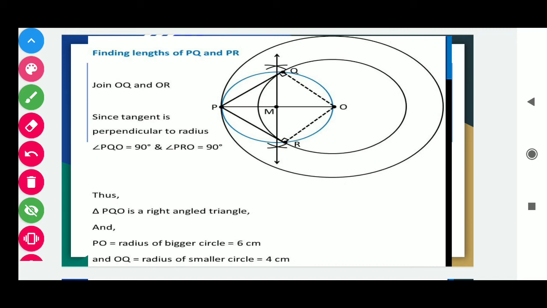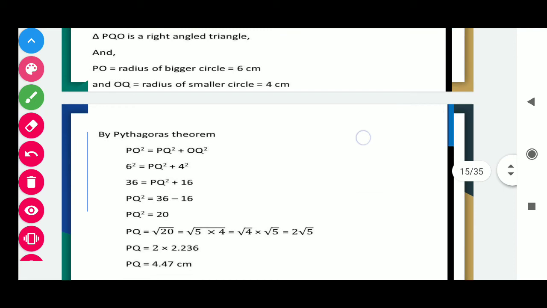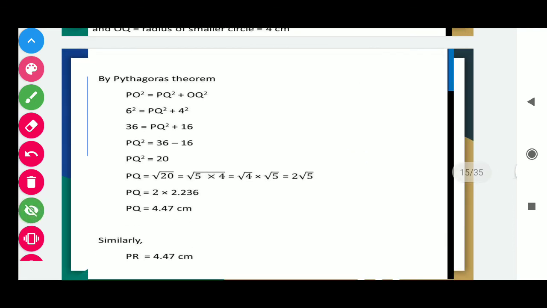Thus triangle PQO is a right triangle, and PO, the radius of the bigger circle, is 6 cm. Okay, and OQ is 4 cm. Yes, this is 4 cm and this is 6 cm. This is the hypotenuse, this is the perpendicular, and we need to find the length of PQ. By using the Pythagoras theorem, OP square is equal to PQ square plus OQ square. Put the values of PO and OQ.